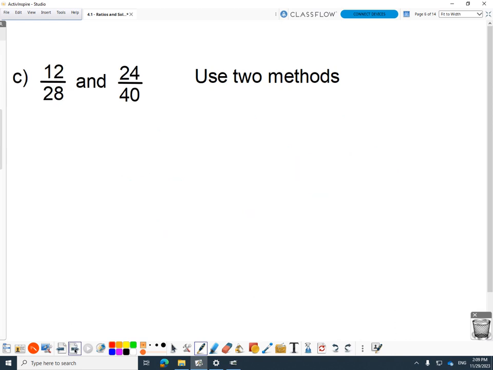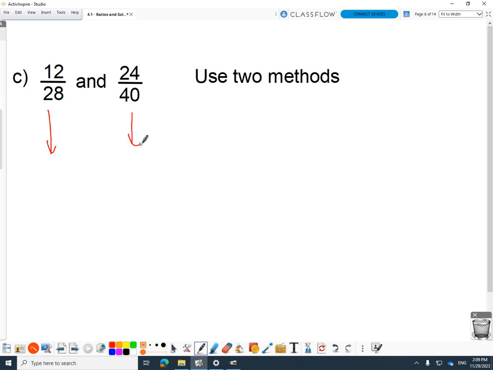Let's find out if 12 over 28 and 24 over 40 are proportional. Who's going to suggest one of the other two methods I didn't use yet? Reduce both to lowest terms. He's on fire.